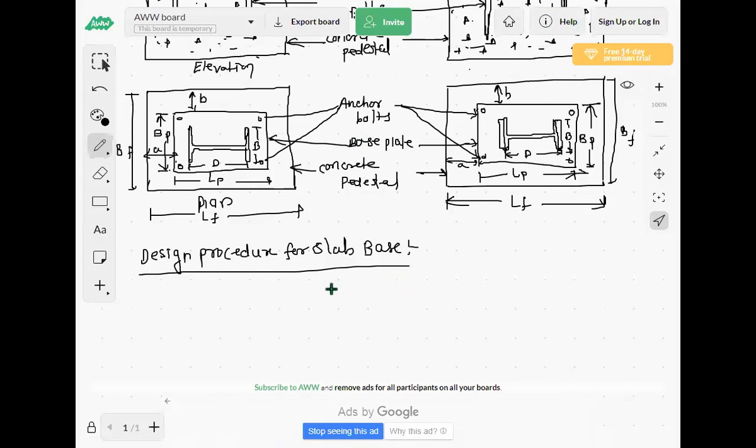So we will see the design procedure of the slab base first. Write down now step 1. We will see the procedure and we will solve. We have to solve two problems, one each on slab base and gusseted base. There are two types of column base, slab base and gusseted base. We will see the design procedure of slab base and then gusseted base, and we will solve one example on each.